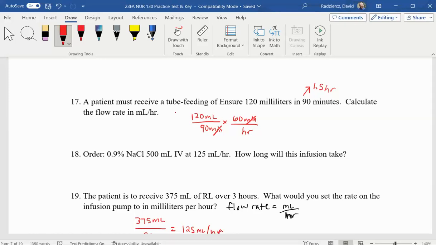So all you're going to do is take 120 times 60 divided by 90, and you're going to get 80 milliliters per hour. If you did 120 divided by 1.5, guess what? You're going to get the same answer, 80 milliliters per hour.